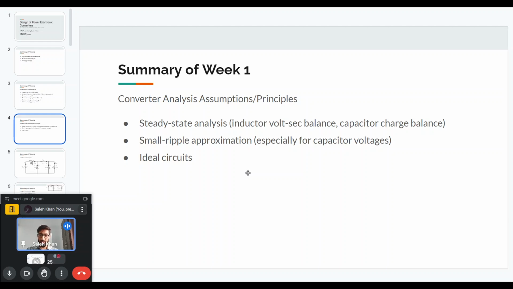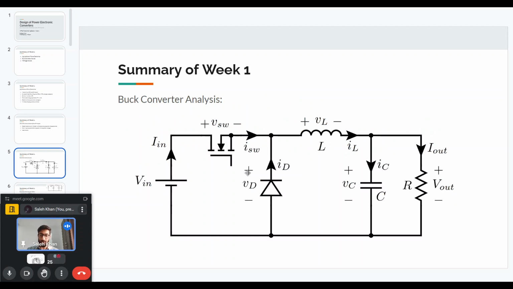So let's start with the first converter, the buck converter that was taught during this week. This is the circuit of the buck converter. We have an input voltage and we want to get another output voltage. You must know that the buck converter's output DC voltage is less than the input voltage. We'll also see how that comes out in the analysis.